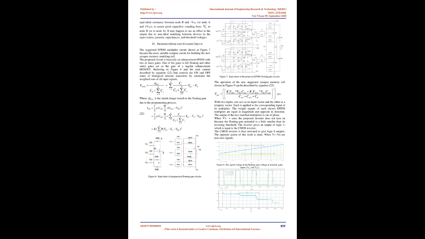The combined transconductance, GM, of devices N1 N4, or P1 P4, must be small enough to ensure a high equivalent resistance between node B and VDD, or node A and plus VDD, to assure good capacitive coupling from to node B, or to node A.